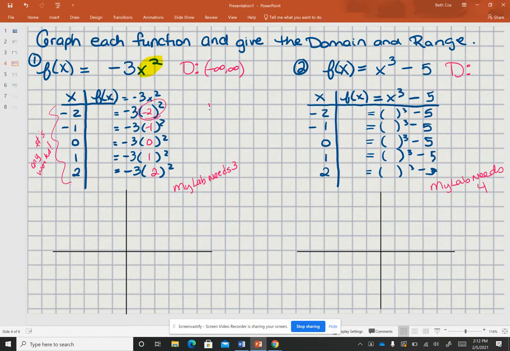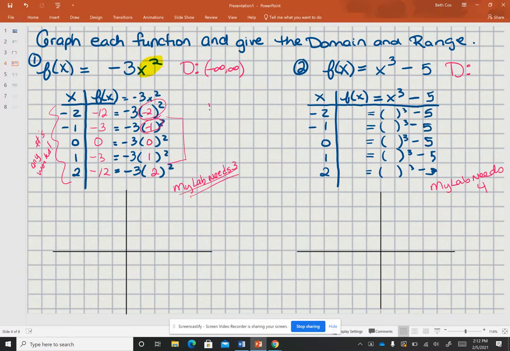Times negative 3, which is negative 12. This is 1 times negative 3. We have 0 times negative 3, 1 times negative 3, and 4 times negative 3. Okay, so there are my points. And now I'm going to graph this on my grid here. Now, I don't have enough room to do the 12 points, but I will do the ones in the middle.